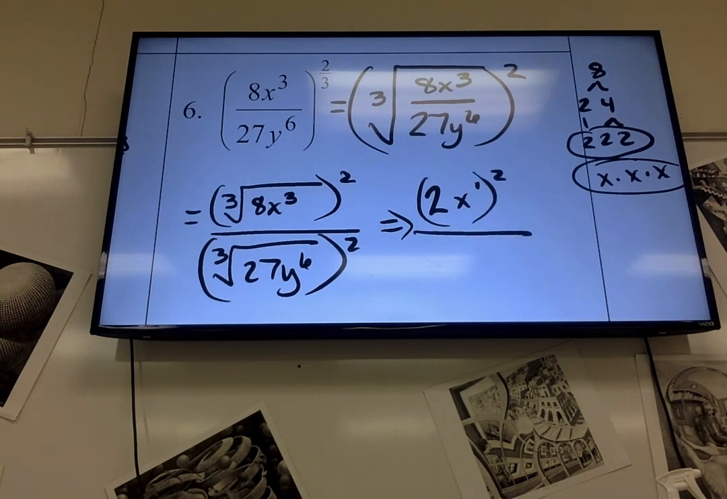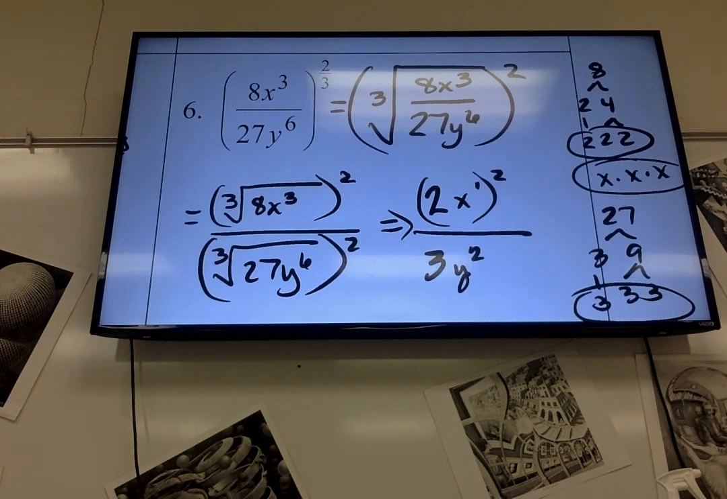So it's a cubed root of 27. 3, because 27 breaks down into 3 times 9. And so it breaks down into 3 3s. And cubed root of y to the 6th. Yeah, y to the 2nd. 6 divided by 3 is 2. That's where it comes from. We still have the squared.